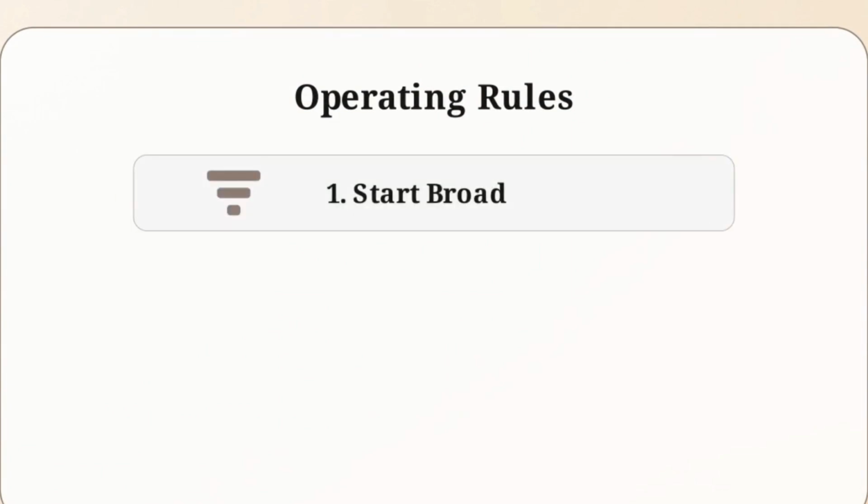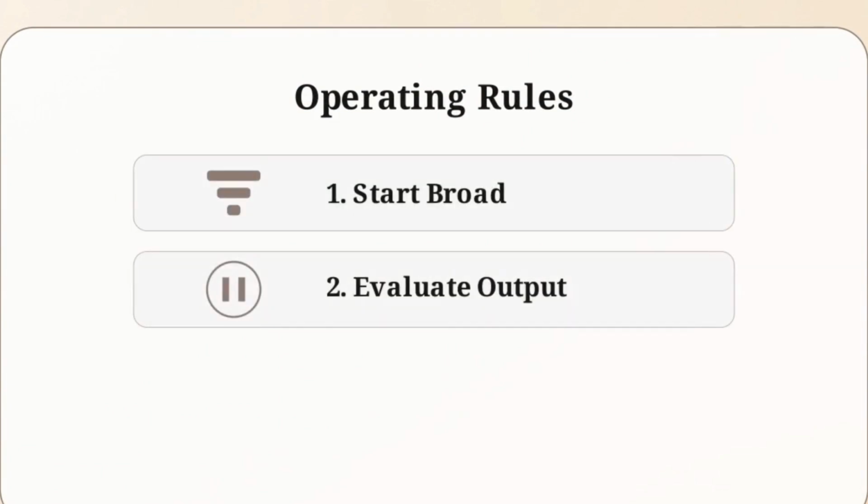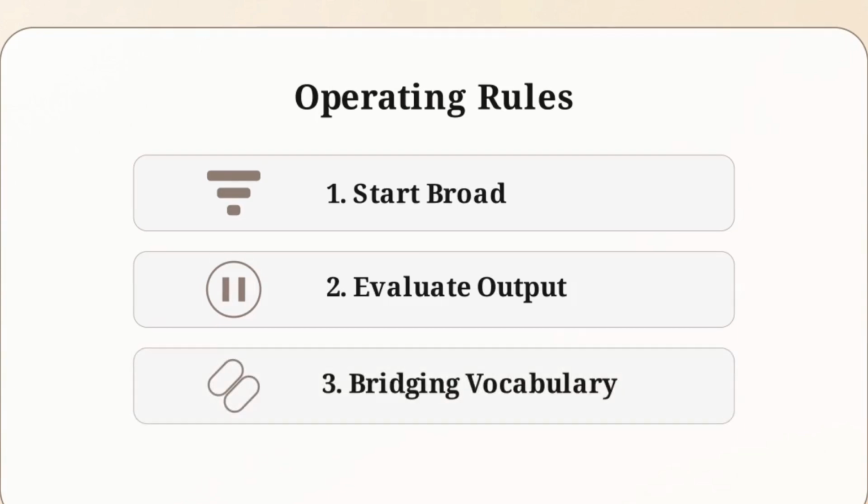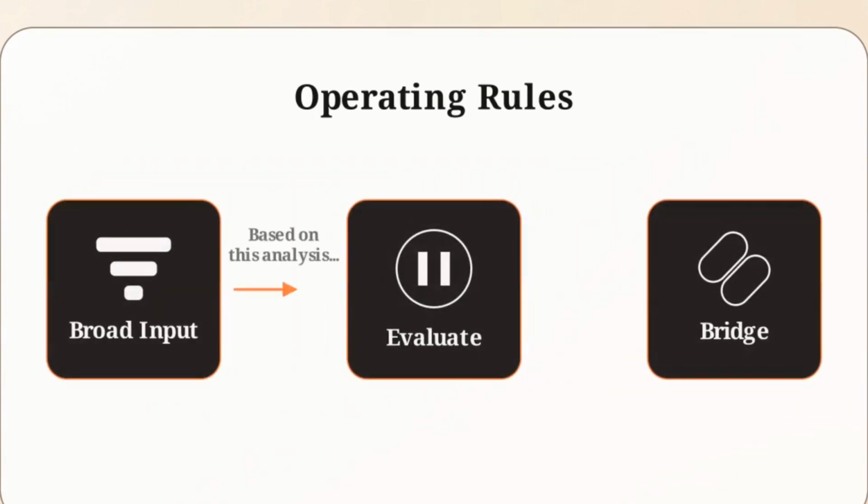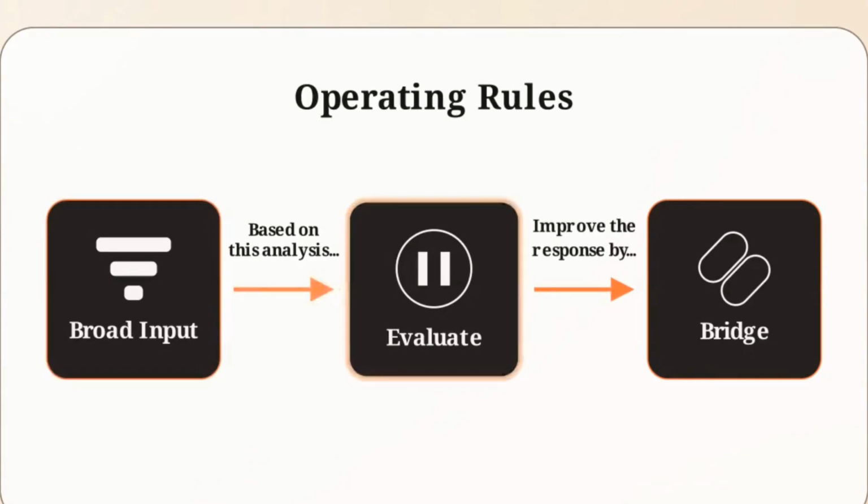This glass card outlines the operating rules. Step 1, start broad. Step 2, evaluate the output before the next instruction. Step 3 requires a linking mechanism. Use bridging vocabulary, like based on this analysis, to stitch these independent loops into a coherent chain.